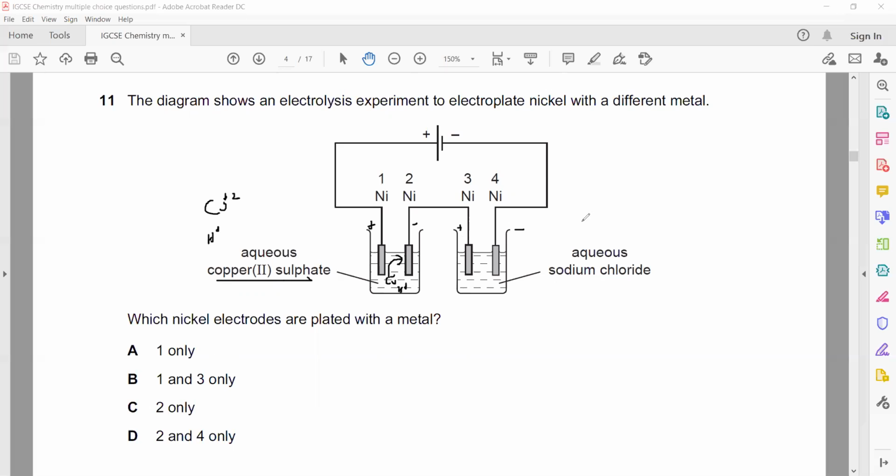But aqueous sodium chloride contains positive ions, sodium ion and hydrogen ion. Sodium is more reactive, hydrogen is less reactive. So hydrogen will move towards the negative plate, plate 4. Hydrogen is a colorless gas, so bubbles are seen. Which nickel electrode is plated? So only electrode 2 is plated.